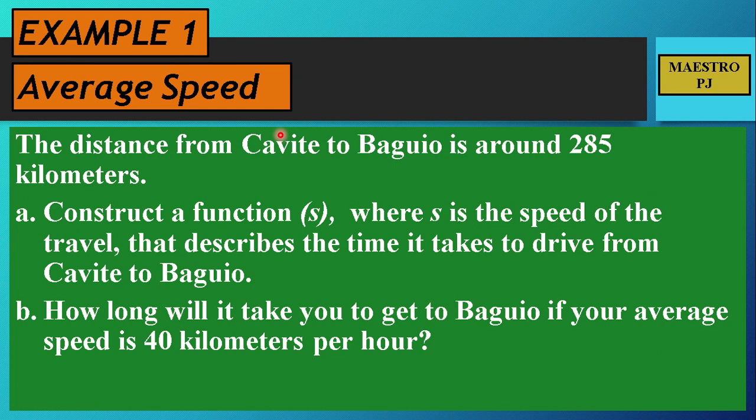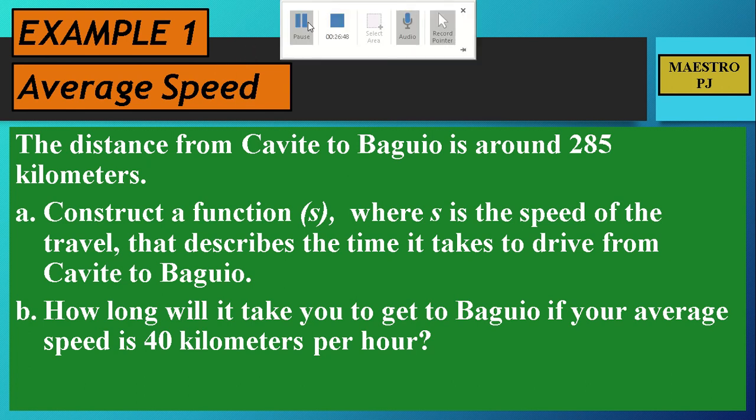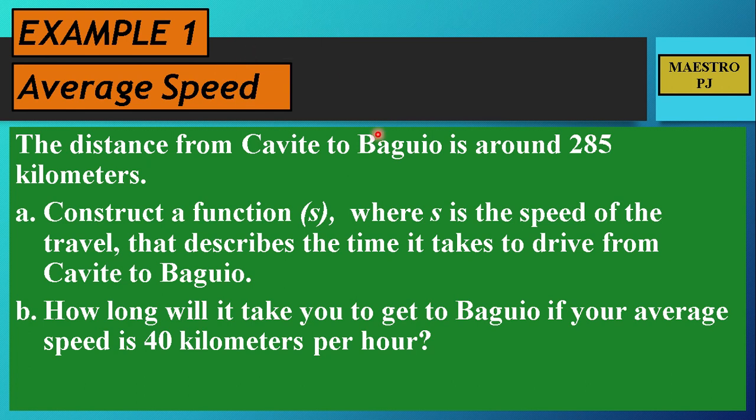Okay, so alam nyo na ngayon kung ano yung mga function na mako-consider nating rational function at kung ano yung mga hindi. So this time, magre-represent tayo ng real-life situations using rational functions. Makikita natin dito kung ano nga ba ang mga real-life applications ng rational functions. So one of the examples is the average speed. So let's have our first example.